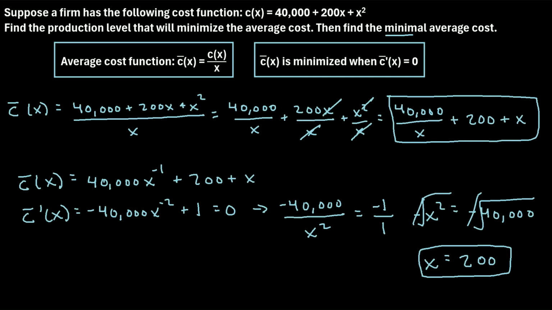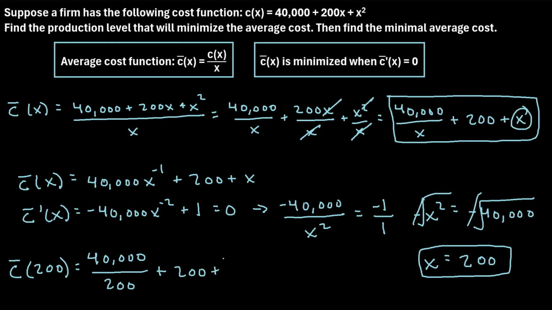Then lastly, to find the minimal average cost, all we're going to do is take this 200 that we just found right here and plug it into our average cost equation. So we get C of 200. So the average cost when we're producing 200 units is equal to 40,000 divided by, remember for x we're plugging in a 200, so we get 200, plus 200, plus, again for x we're plugging in a 200. So 40,000 divided by 200, that comes out to 200. So we have 200 plus 200 plus 200, which is 600.